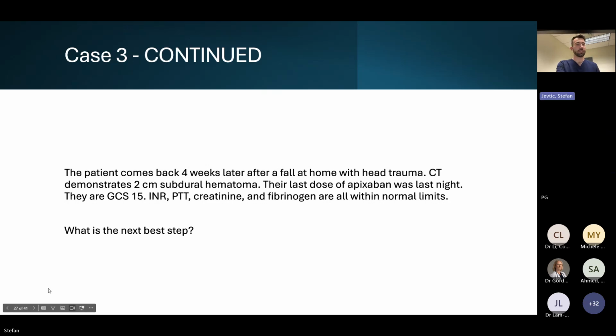The final part, I'll just cover bleeding and how we address that, especially with our DOACs. So this did not happen to this patient. I just made up the scenario, but let's say they come back 4 weeks later. She's had a fall at home with head trauma. She is shown to have a 2 centimeter subdural hematoma on CT, and the last dose of apixaban was last night. GCS 15, INR, PTT, creatinine, fibrinogen are all normal.